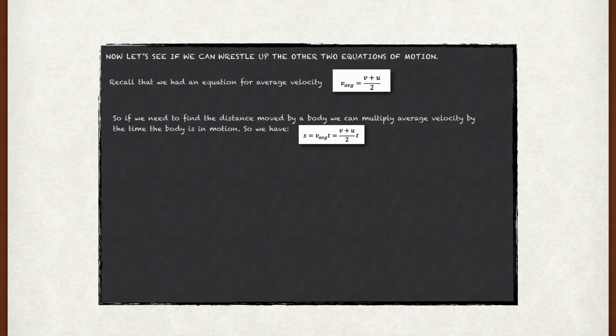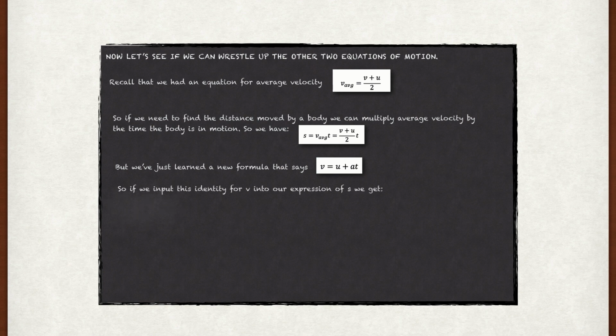So it's v plus u divided by 2, all multiplied by time. All right? But we've just learned a new formula that we're going to use, and it says that v is equal to u plus a times t. So we're going to put this identity for v into our expression for s, and we're going to get s is equal to u plus a times t plus u, all divided by 2.